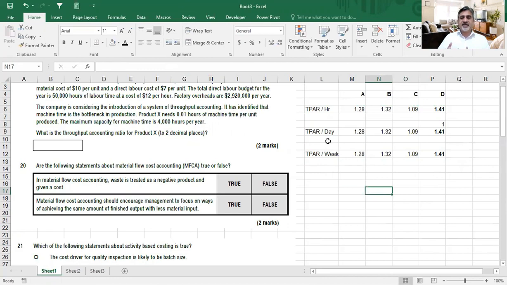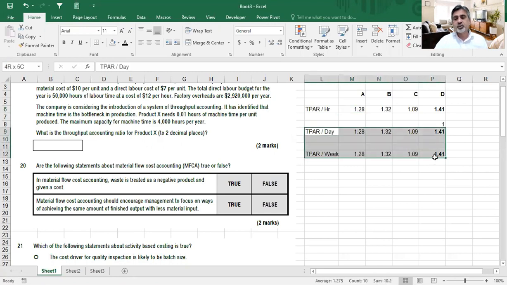You visually see it. Your throughput accounting ratio does not change, whether you calculate on an hourly basis or on a daily basis, because it is a ratio. It is not dollars. If it were dollars, then of course dollars in 1 hour would be different than dollars in a day, or in a week. These are not dollars, these are ratios. This is a number.